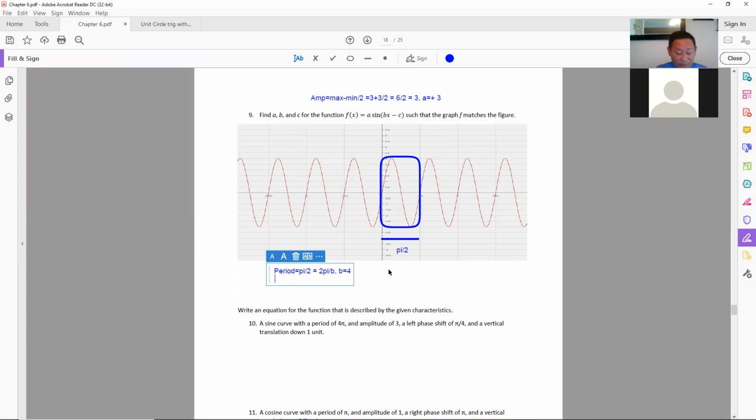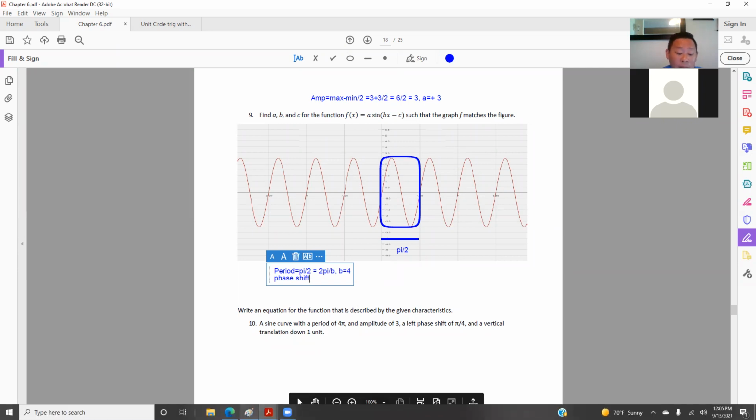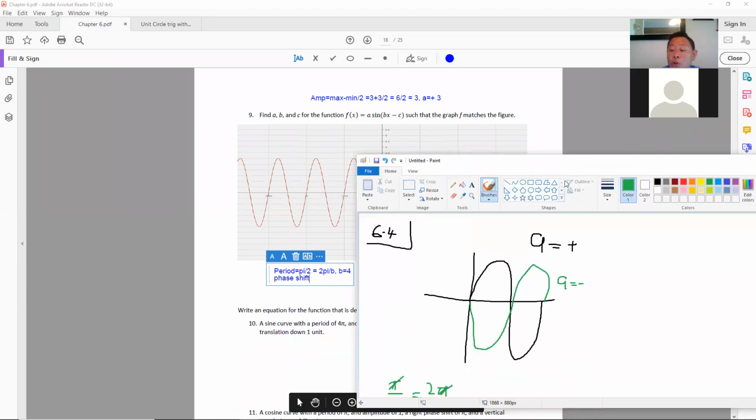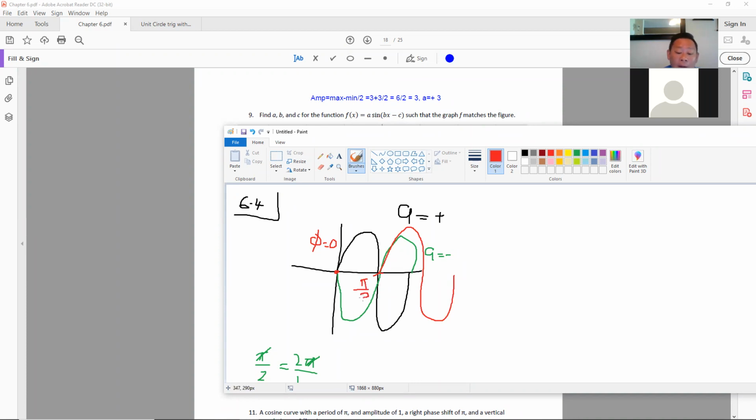Next thing we're going to have is the phase shift. Phase shift means that your graph moves left or right. If you look back at the original graph here, if your starting point is at 0, 0, then your phase shift is 0. That means there's no phase shift. Phase shift only happens when your graph is moved. Let's say this is pi over 2. If you have this, then your phase shift will be pi over 2.